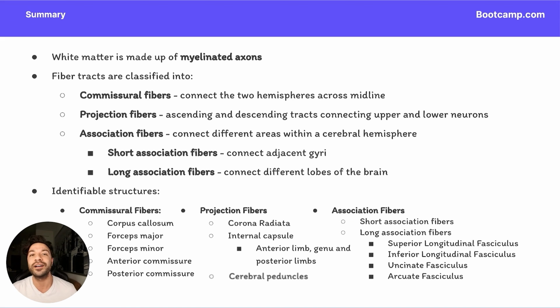All right, just to summarize everything that we've gone over in this lesson, we know that white matter is made up of myelinated axons. The myelination is what gives it that distinctive white appearance. We also learned how to categorize white matter tracts into those 3 categories: commissural, projection, and association. Remember, commissural fibers communicate between left and right hemispheres, crossing that midline. The projection fibers project superiorly and inferiorly, and the association fibers associate areas within the same cerebral hemisphere.